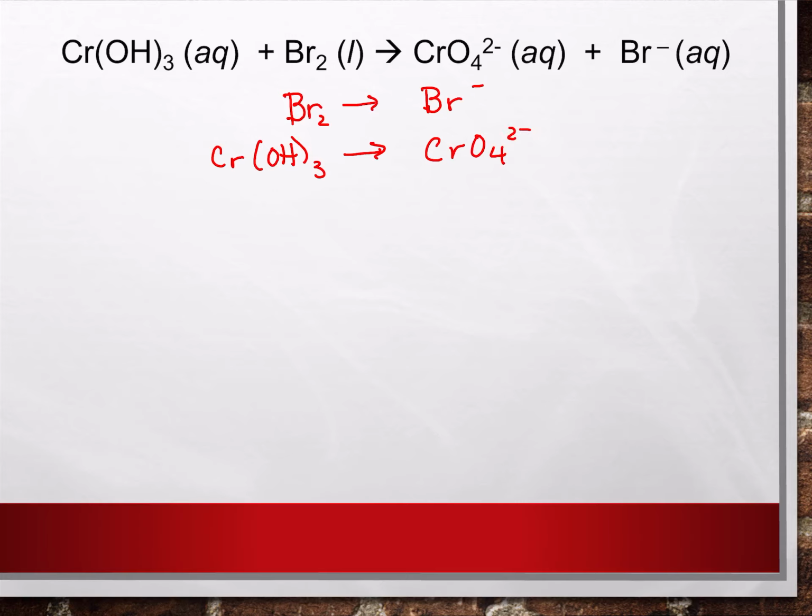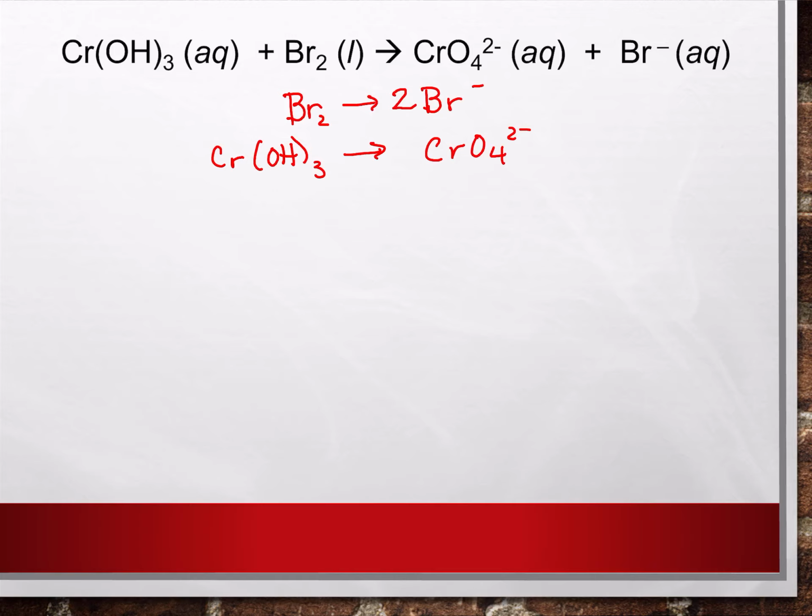All right. So our first step is to always balance any elements other than oxygen or hydrogen. So in the first reaction, we have 2 bromines on the left, only 1 on the right. So we will write a 2 in front of this bromine. In our second reaction, our chromiums are already balanced. We have 1 chromium on each side. So we're done.